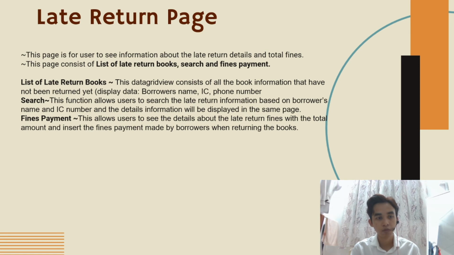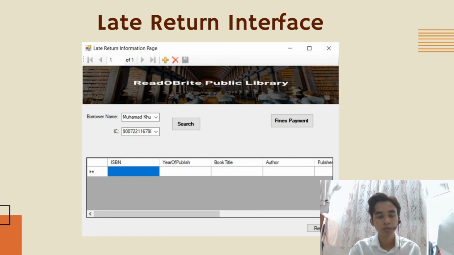Then next we have search. This function allows the user to search the late return information based on borrower's name and IC number, and the detailed information will be displayed on the same page. Lastly, we have fines payment. This allows the user to see the details about the late return fines with the total amount and insert the fines payment made by borrowers when returning the books. Here we have the interface of late return.